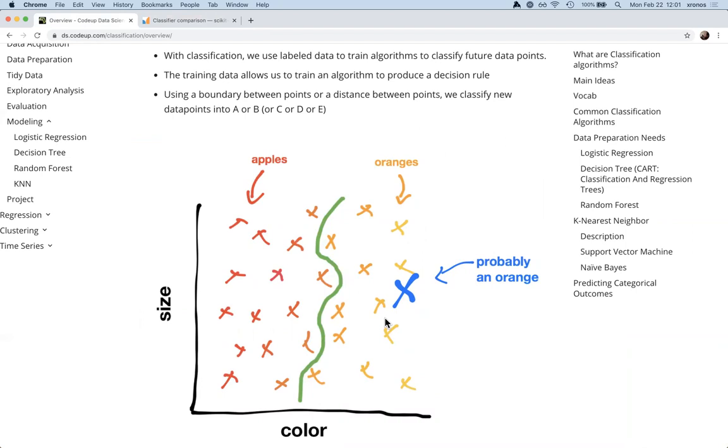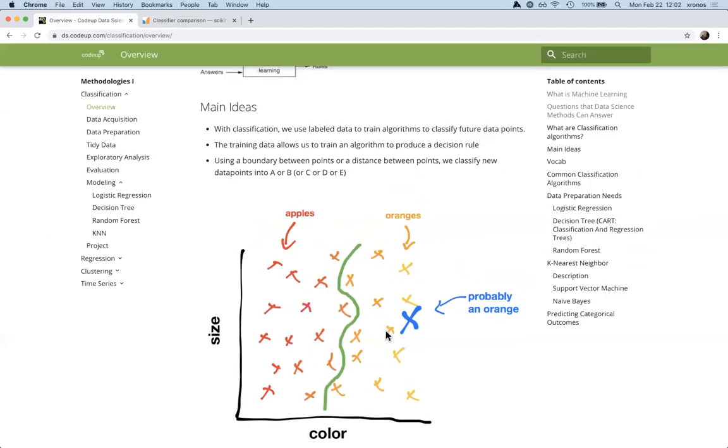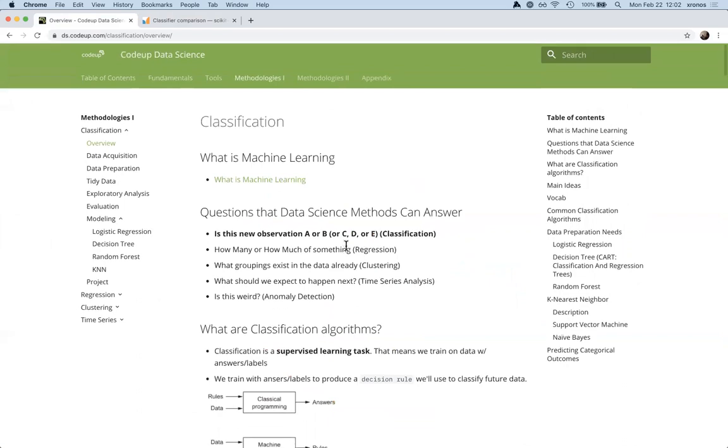Because models are representations of reality, but they are not reality, right? So we need to understand what our trade-offs are and what that representation will give us and provide for us. So there you have it, folks. That is our overview of classification.